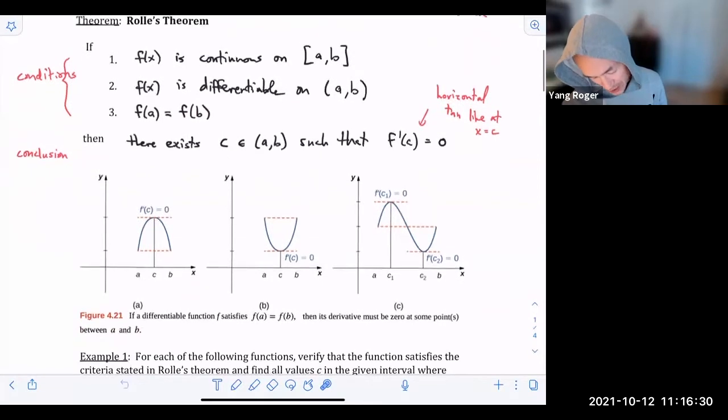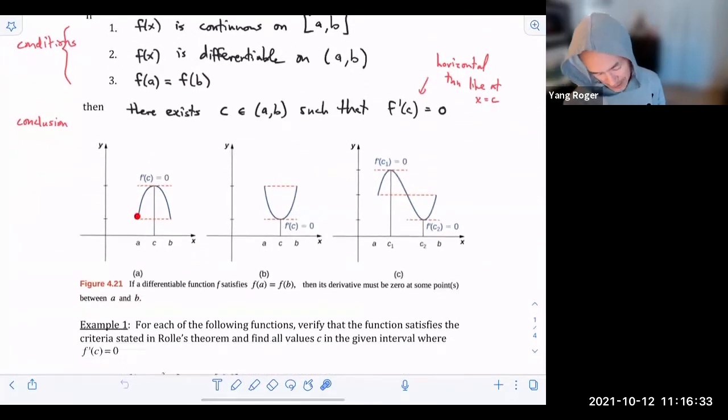So let's take a look at these pictures here. This guy is continuous because I can draw it without lifting my pen off the paper. It's differentiable because there are no discontinuities, no corners or cusps, and no vertical tangent lines. Those are the three ways the function can fail to be differentiable. Got the same thing here. This is continuous. Oh, and the y values are the same, right? The y values are both equal to each other.